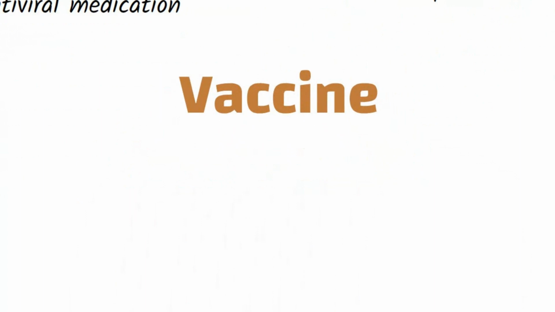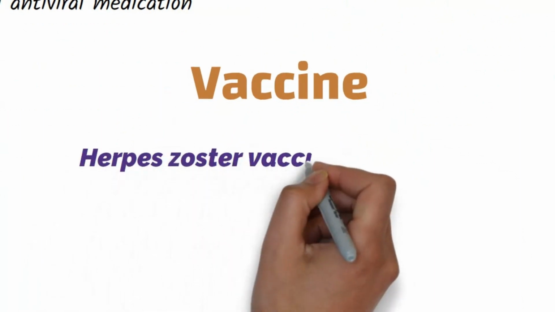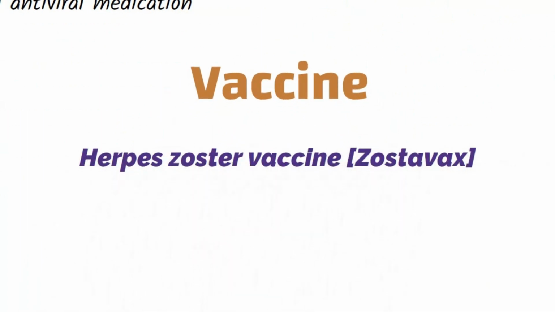Herpes zoster can be prevented by giving herpes zoster vaccine, Zostavax, to adults of 50 years of age or older to prevent shingles.